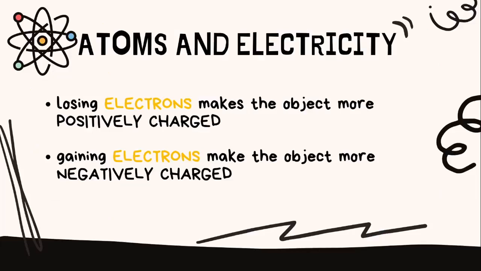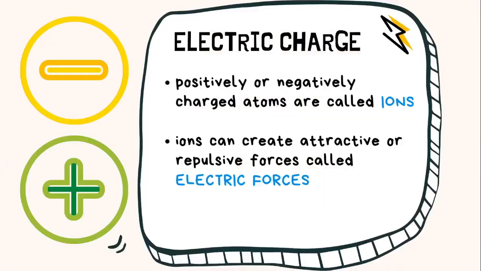To put that simply, when an object loses an electron, it makes the object more positively charged. If it gains an electron, it makes the object more negatively charged. Positively or negatively charged atoms are called ions. Because like charges repel and unlike charges attract, ions can create attractive or repulsive forces called electric forces.